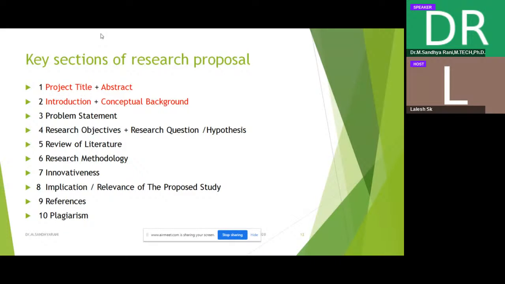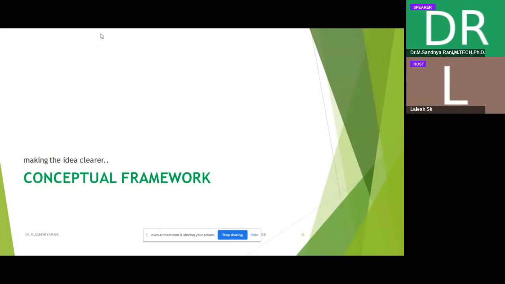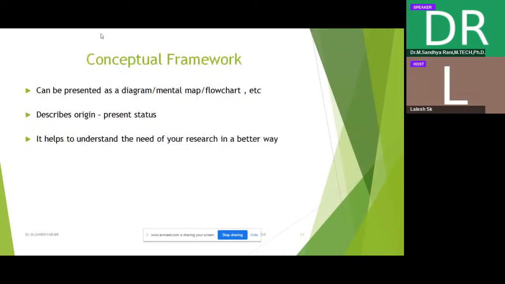So, what is a conceptual framework? A conceptual framework can be presented in the form of a diagram, a mental map, or a flowchart. In a conceptual framework, you can write the origin of that concept and the present status of that concept. And the conceptual framework will help you to understand a research in a much better way.